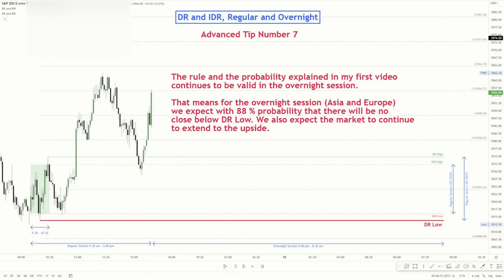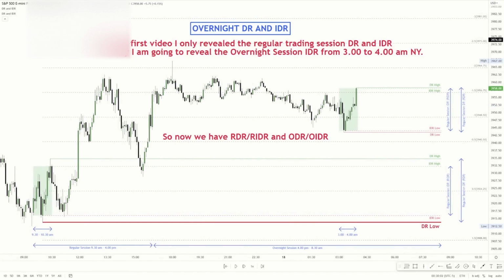Number 7. Even after the close of the regular session in New York at 4 PM, the rule and the probabilities explained in my first video continue to be valid for the overnight session. That means, for the overnight session, we can expect with 88% probability that there will be no close below the DR low. We can also anticipate that price action is more likely to expand to the upside. That there is another DR in the overnight session.